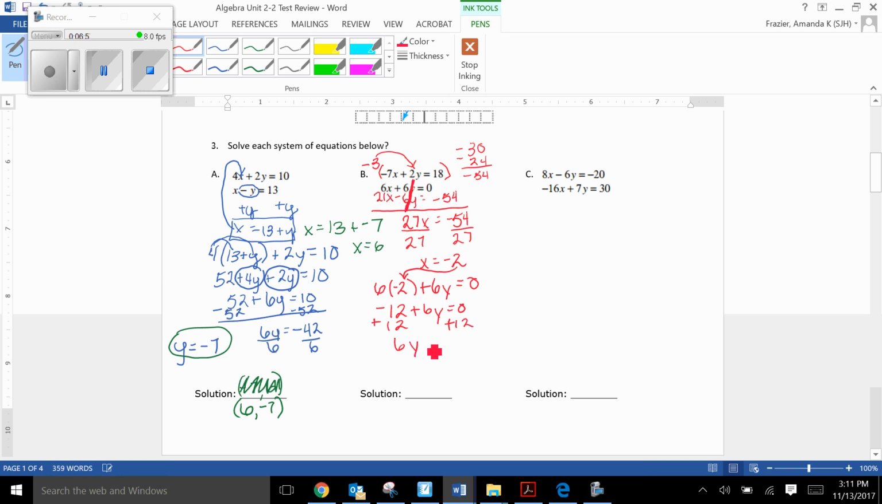So 6y equals 12. And then I'll divide by 6. So y equals 2. So x is negative 2 and y is 2. So my solution is negative 2, 2.